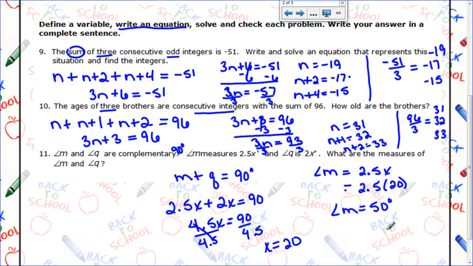Well, I know they have to be 90, so that means angle Q is going to be 40 degrees. If you want to be for sure, we'll plug it in. Angle Q is equal to 2x, so I'll plug in my 20. 2 times 20, that definitely gives me 40. So there are your two angles, 50 and 40 degrees.